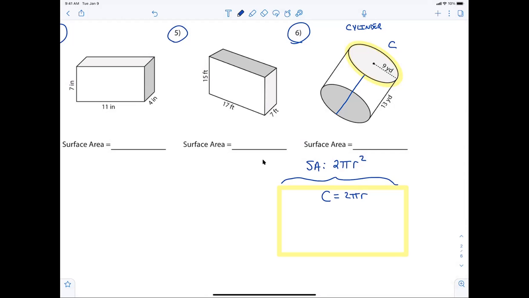Now we're going to use 2 pi r because r is the radius, or r is in the surface area of the circle. And then this right here is the actual height. So the surface area of a cylinder is just 2 pi r squared plus 2 pi rh. That's the formula. All right, that's the formula.